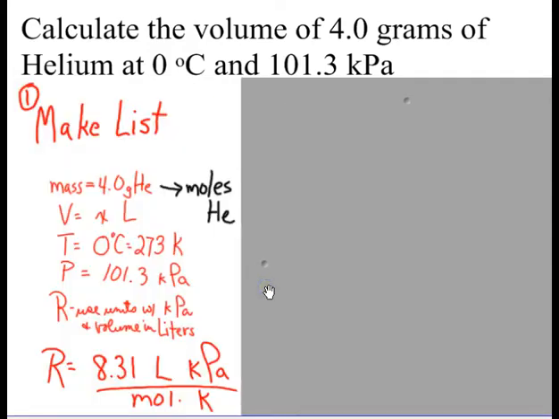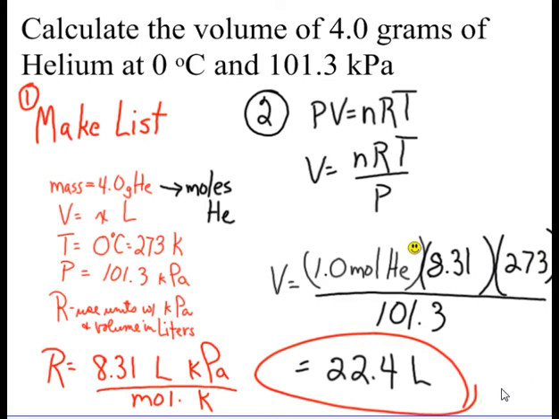So we make a list, and right away we go, oh yeah, got to go to moles. So we go ahead and make that calculation. We know that what we're trying to find is volume. Since our given temperature is in degrees Celsius, immediately convert that to Kelvin. The pressure is given as 101.3. So if we use the value of R that has kilopascals in it, then we don't have to convert the pressure. So that's what I'm going to choose to do: use the value of R that makes my mathematics simpler. Make this calculation, pause the podcast, come up with an answer, and then go on.